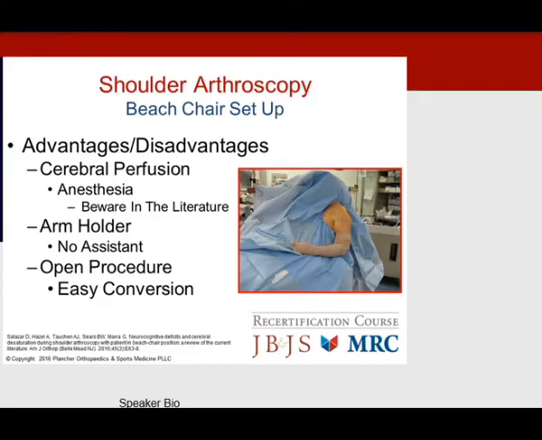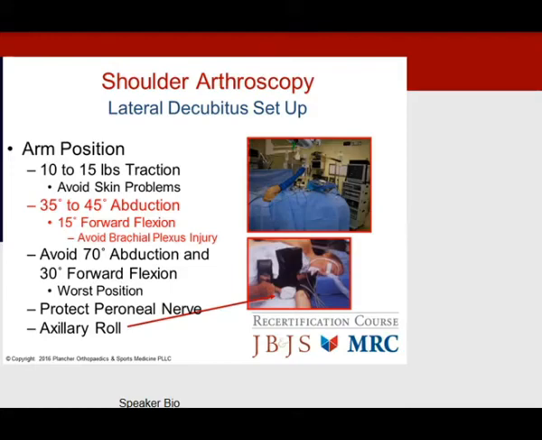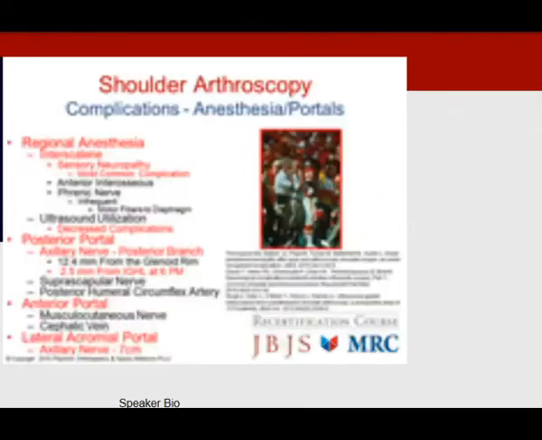Whether you do a beach chair position or a lateral decubitus position, it's important to understand in the beach chair position that cerebral perfusion may be decreased. And open procedures are very easily converted in the beach chair position. If you're a fan of the lateral decubitus position, just recall that 35 to 45 degrees of abduction with 15 degrees of forward flexion can avoid any type of brachial plexus injury. Always protect the peroneal nerve on the lower leg and do it yourself. And remember to place the axillary roll for safety.